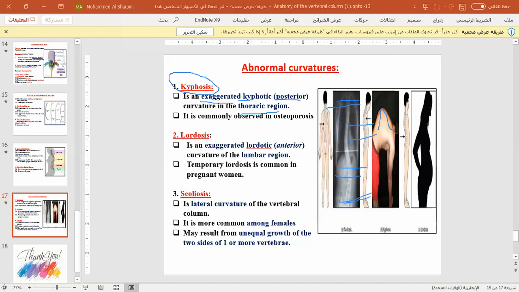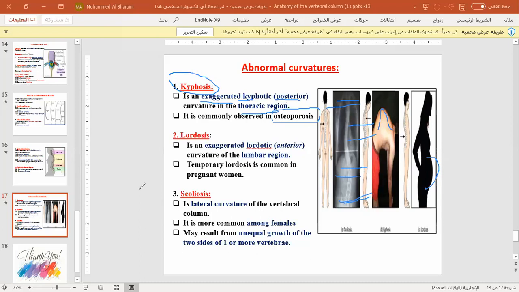Kyphosis is an abnormality due to the curvature of the thoracic region being increased more posteriorly, and maybe due to old age or maybe due to osteoporosis. Osteoporosis means هشاشة بالعظام. Osteoporosis.